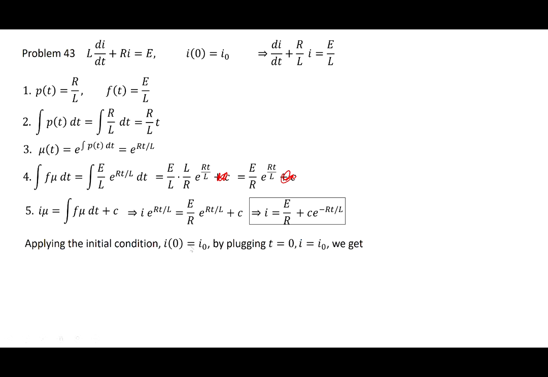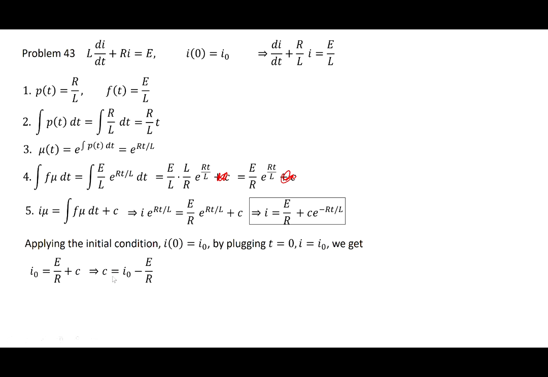And so applying the initial condition I of 0 equals I sub 0, that is, plug t equal to 0 and I equals I sub 0. Do that to this equation, and you get I sub 0 equals e over R plus c. How'd you get that? Well, t is 0, makes R times 0 is 0, 0 over L is 0. So e to the 0 is just 1. So the second term just becomes plus c. That's what I have here. And so from that you can solve for c and you get I sub 0 minus e over R.